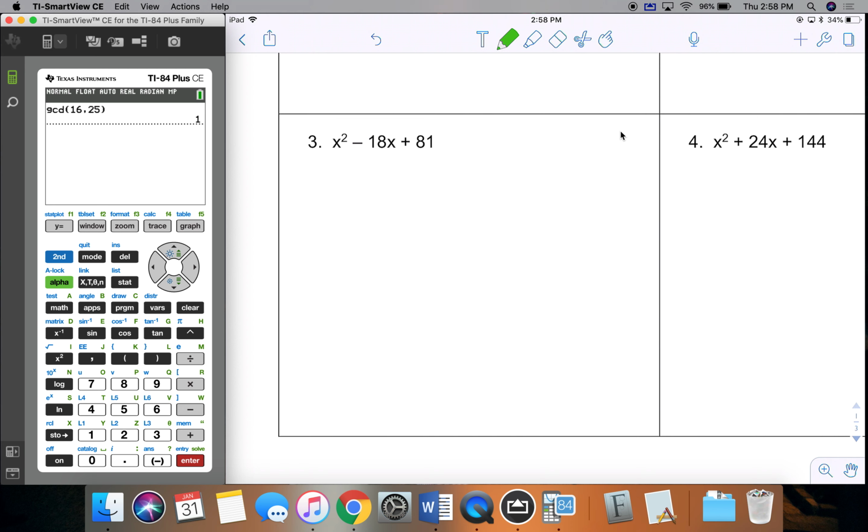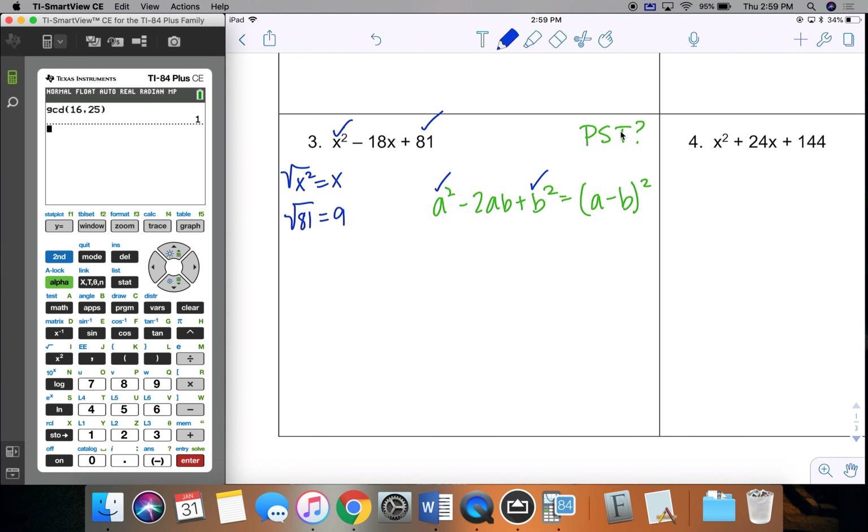Problem 3, this one does not have two terms, so it is not difference of squares. So I look for a GCF, but because my leading term is a 1, there is no GCF. So I can look to see if this is a perfect square trinomial. And perfect square trinomials are a squared plus or minus 2ab plus b squared. And then my result is a minus b squared. So I need to see if a squared can take the square root. So can I take the square root of x squared? Yes, I can. Then I need to check if b in the back is squared. So can I take the square root of 81?